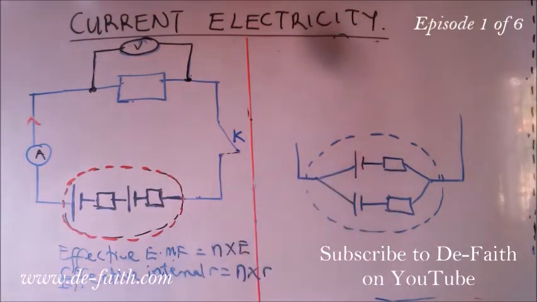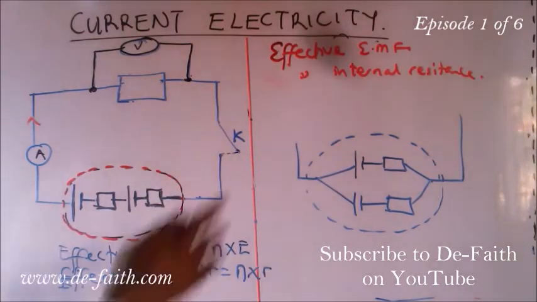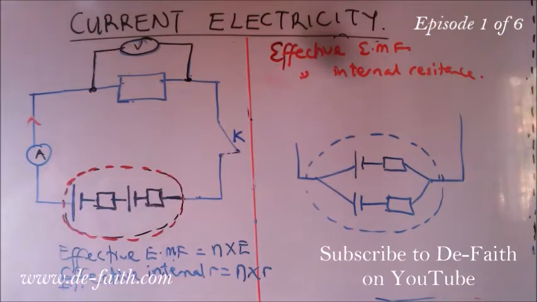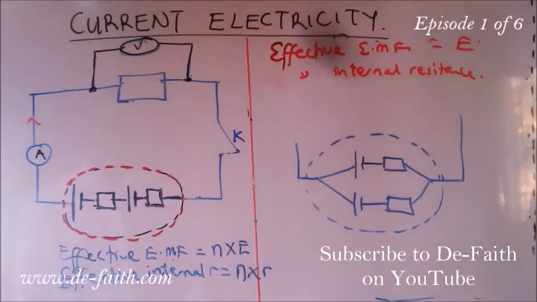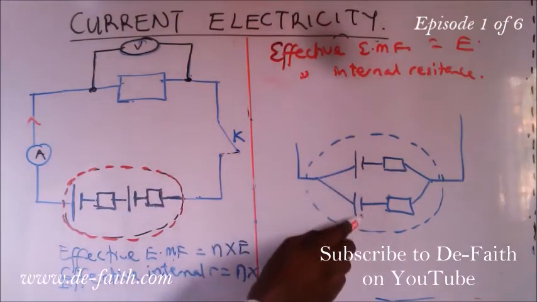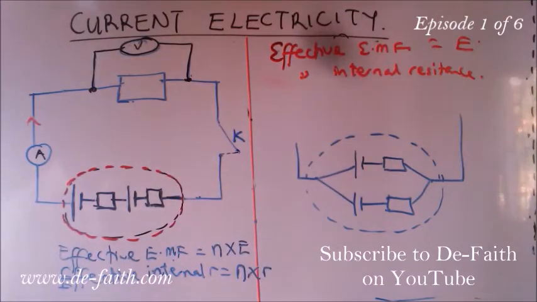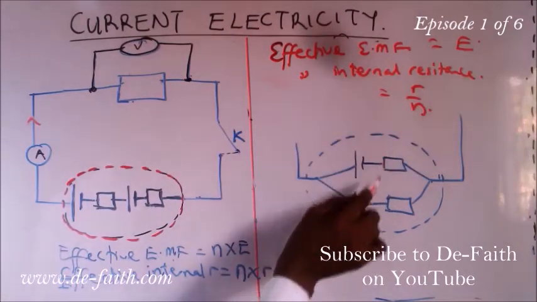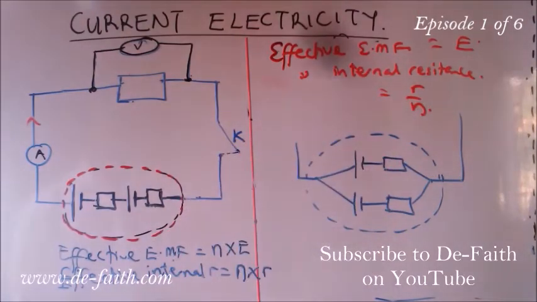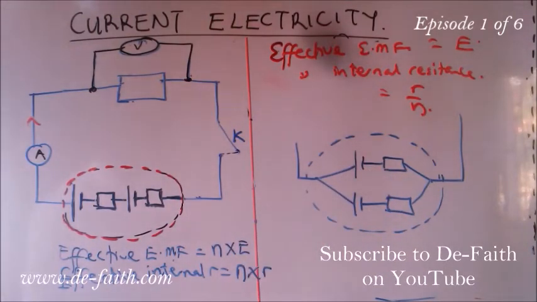Now over here, we could have the cells arranged in parallel. When they are arranged in parallel, the effective electromotive force is just one of the electromotive forces that we have. So we could have 10 volts here, 10 volts here, so it's just by taking one of the electromotive forces. While the internal resistance is gotten by having r over n. That is, take one of the r and divide it by the number of internal resistors that you have.